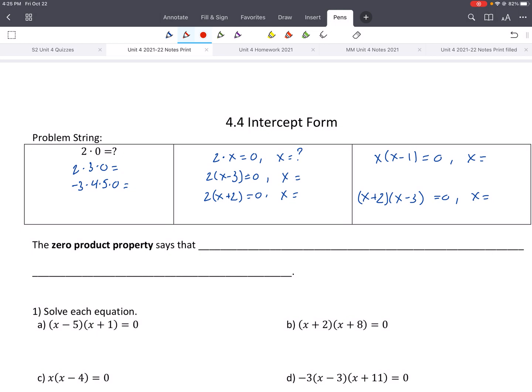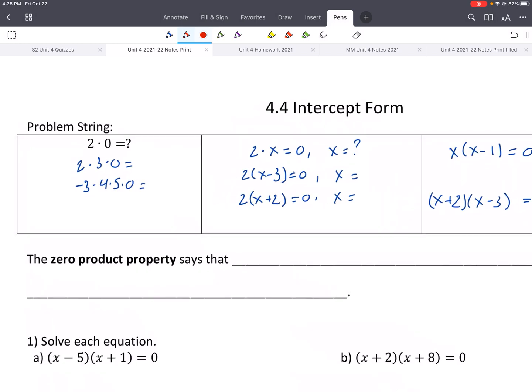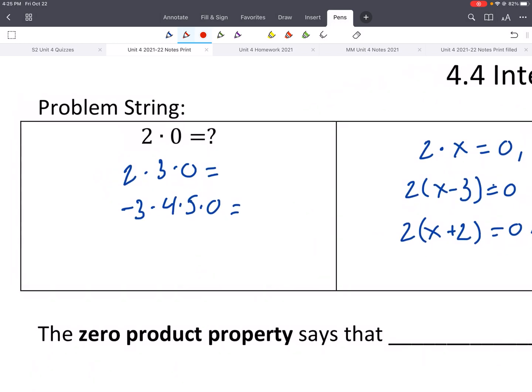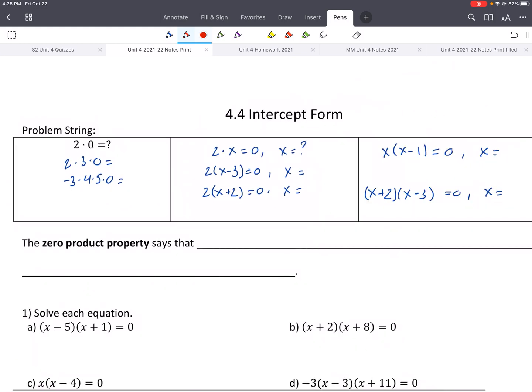So we're going to start by doing what's called a problem string. We're going to build bit by bit until we kind of find what we're trying to look for at the end, if that makes sense. So, first off, what's 2 times 0? Actually, you probably should even just pause and see what you can come up with. Okay?